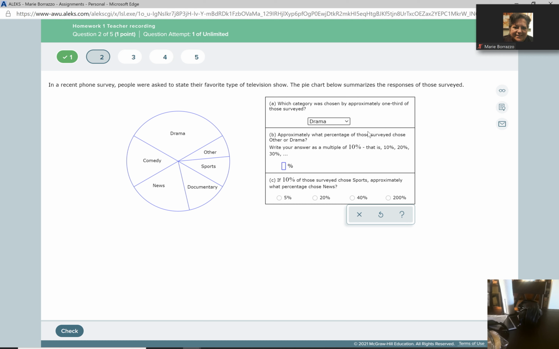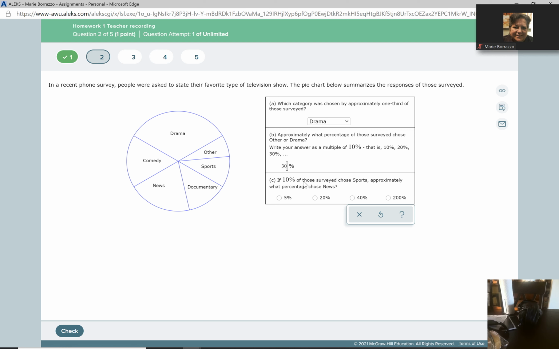So approximately what percent of those surveyed chose other or drama? Okay, it says write your answer as a multiple of 10%. That is 10%, 20%, 30%. So I would say 30%. It says they're adding drama to this. Now I'm starting to wonder, maybe 35%? Dare I say that? We'll see, and we'll play with this one. The only reason I'm saying that is that if I were to say 25%, you know what, let's be safe. Let's go with 30.